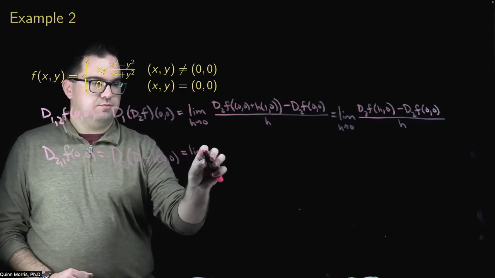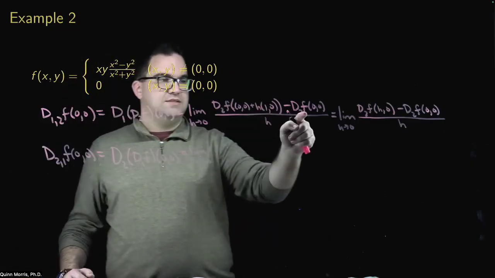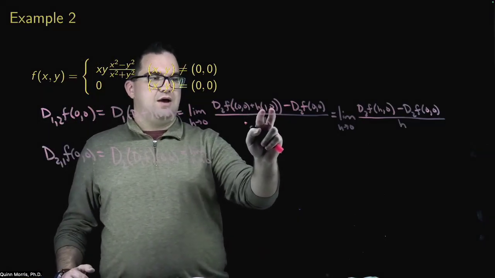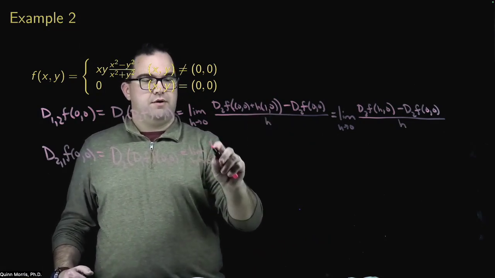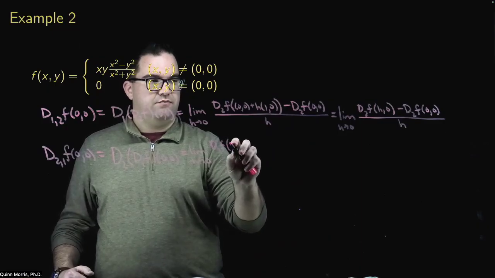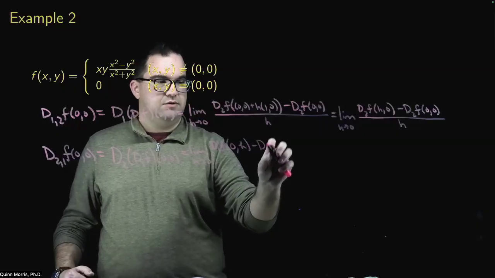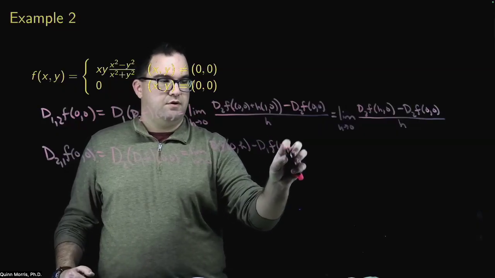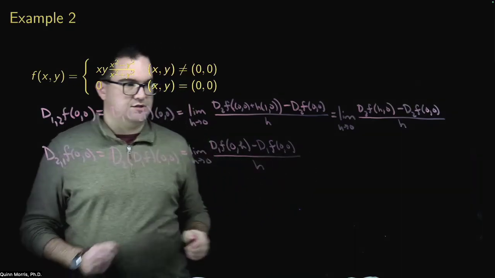Now, if I write something similar out here, I'm going to skip the intermediate step. You should be able to repeat this. The only thing that's going to change is I'm going to have ones here and here. And now here, this will be the vector E2, so it'll be 0, 1. So what I'll end up with is D1 f of (0, h) minus D1 f of (0, 0), all over h.